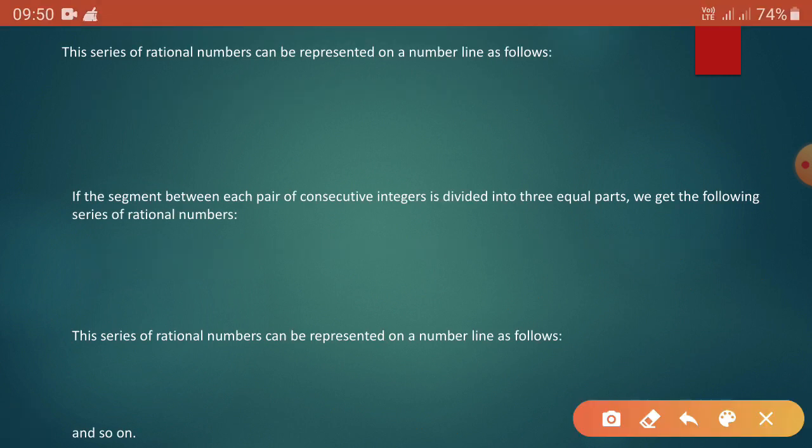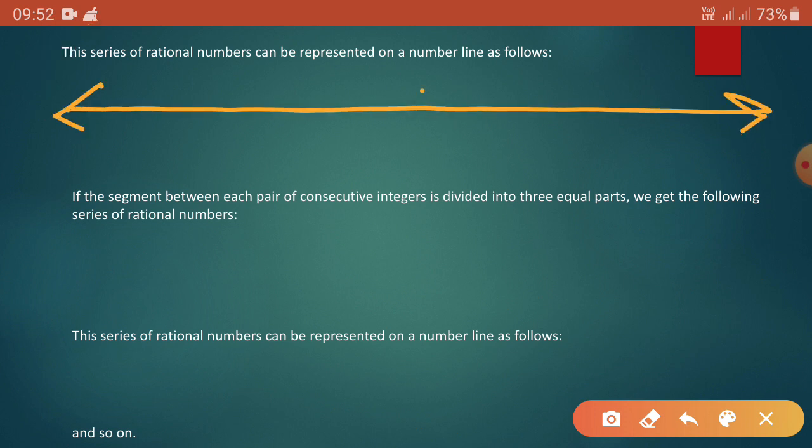Now we are taking all the examples again in many ways. Here the example is: this series of rational numbers can be represented on a number line as follows. That we are now drawing. I am taking the number line. Now it is the middle, so 0. So we are representing the number line in equal divisions, and dividing it into two equal divisions or parts.